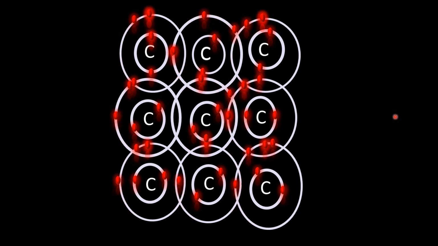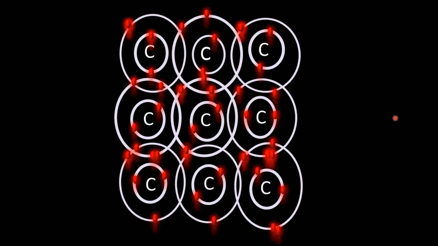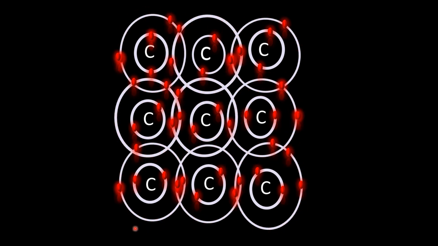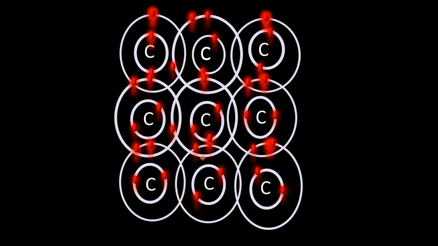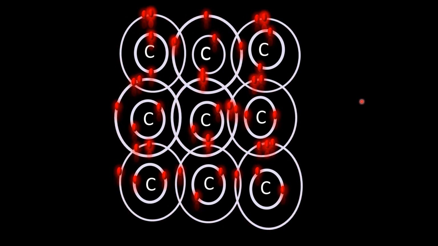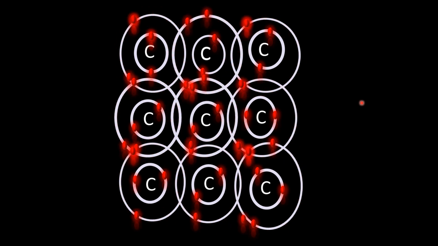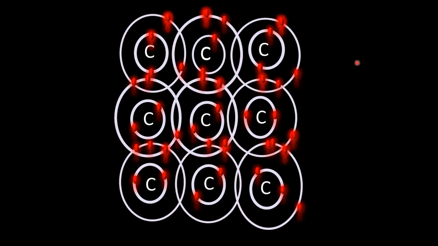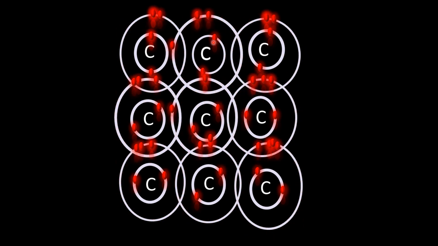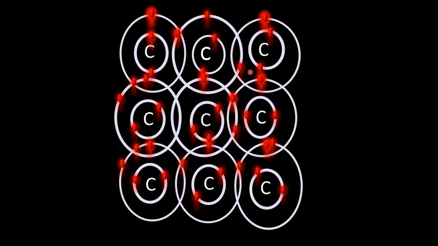Due to this extensive and rigid covalently bonded structure, diamond is a very rigid material, and as a consequence of this type of bonding, it has a very high melting point. That is more than 3500, I think it's 3550 degrees centigrade. It has such a high melting point due to this extensive covalent bonding found within the diamond structure.